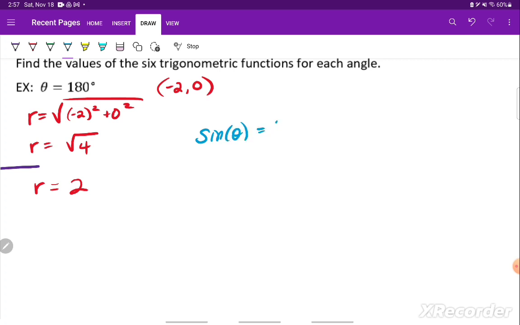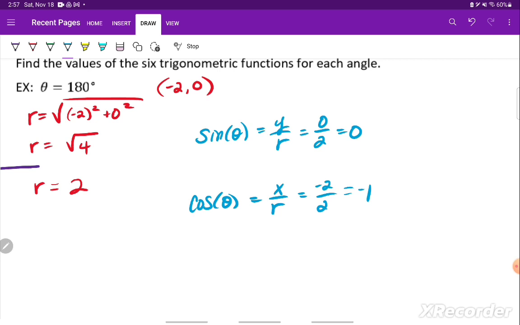Sine of theta is y over r. So that's going to be 0 over 2, which is 0. Cosine of theta, that's x over r. Negative 2 over 2 simplifies to be negative 1. Tangent of theta, it's y over x. That'll be 0 over negative 2, simplifies down to 0.